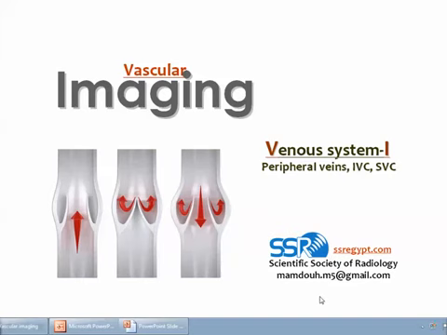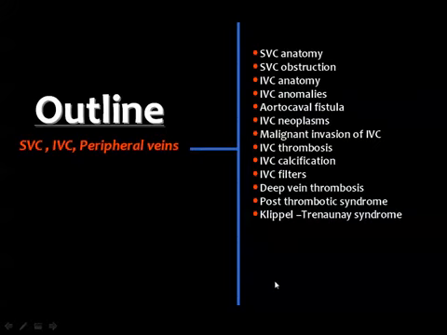This is the last lecture on venous imaging. We'll deal with imaging of the peripheral veins as well as the imaging of the IVC and superior vena cava. These are the items we will handle. First, the anatomy, superior vena cava obstruction, and many issues about the IVC. We'll finish with the post-thrombotic syndrome as well as May-Thurner syndrome.